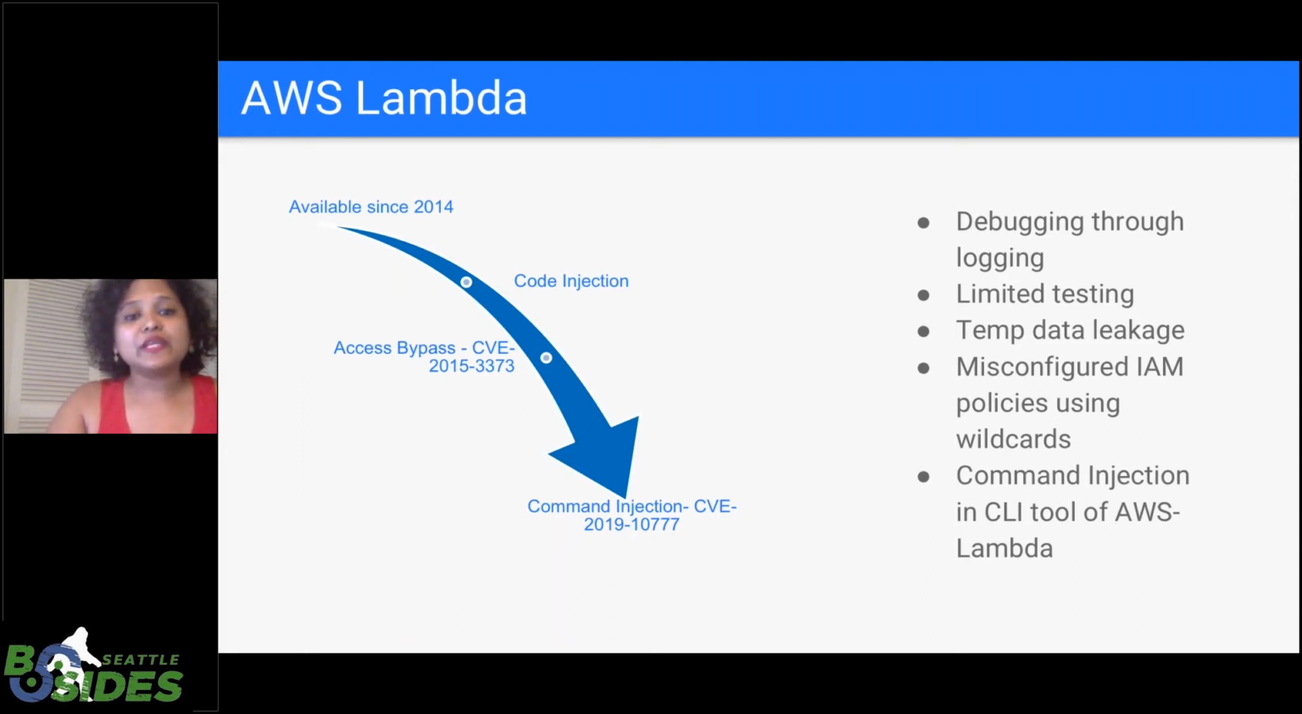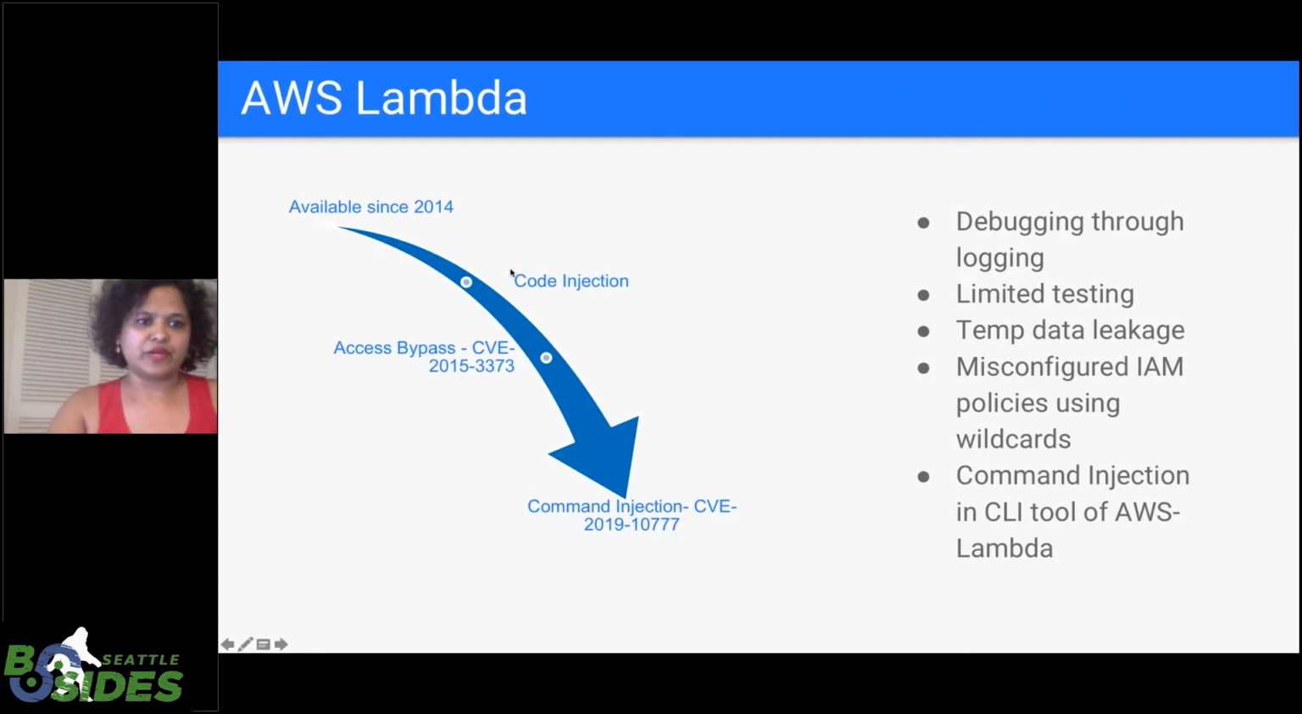If we are not careful about wiping the data securely after the function is executed, then there is a possibility of temporary data leakage. And the most important thing is AWS Lambda security is enforced using IAM policies, and these IAM policies are not secure by default. So if somebody makes a mistake, let's say uses a wildcard, then there is a chance that the overall security of AWS Lambda can be compromised. So we have to be extra careful.